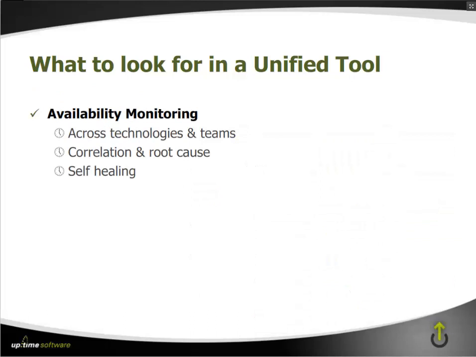The third thing that you'll want to look for is availability monitoring. So across technologies and teams, we already talked about covering each of the silos. You want to look for a tool that can pull each of the individual pieces of a complex application into one view of availability, so that business service view. So I'll give you a very direct example.